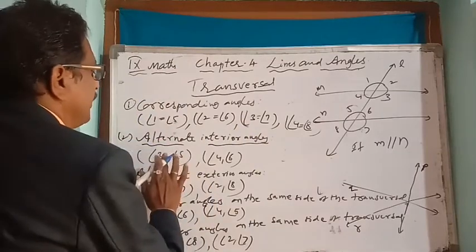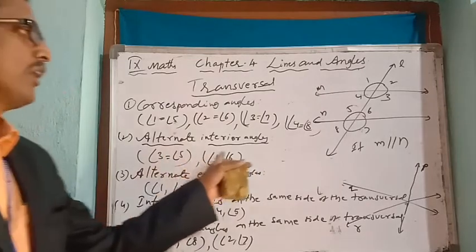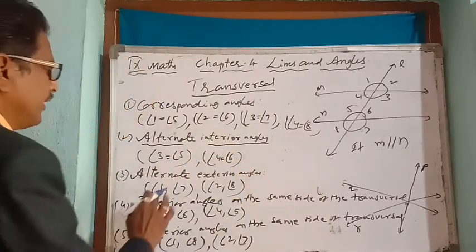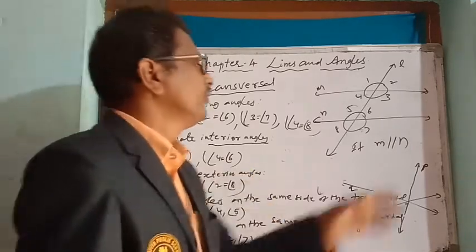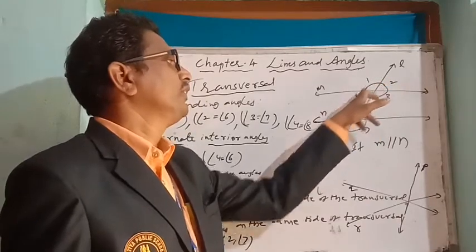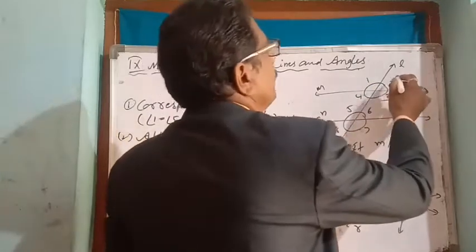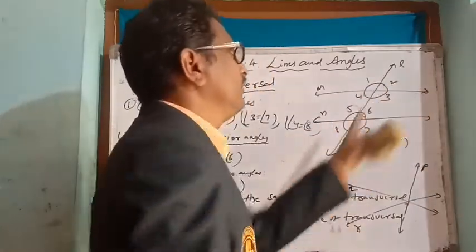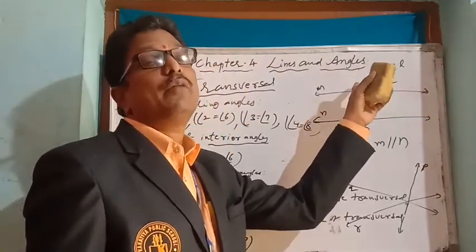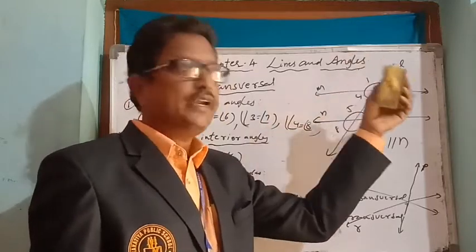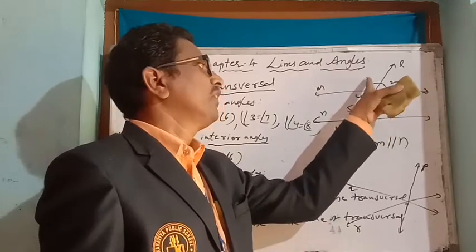And alternate interior angles are also equal if lines are parallel, and alternate exterior angles are also equal. Suppose this angle is 120 degrees, and angle 5 is also 120 degrees. If angle 1 is 120, then what is angle 2? It is 60. Why? These two are adjacent angles, so they form a linear pair. A linear pair means the sum of two adjacent angles is equal to 180 degrees.